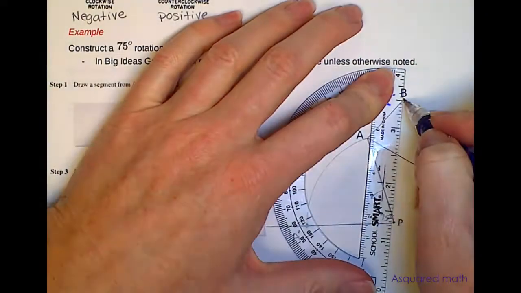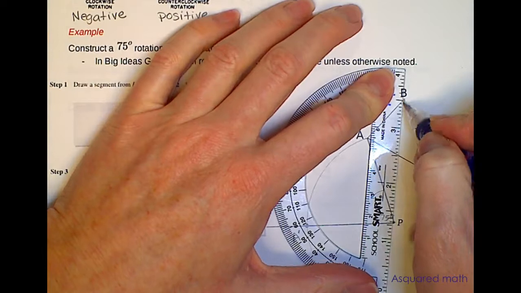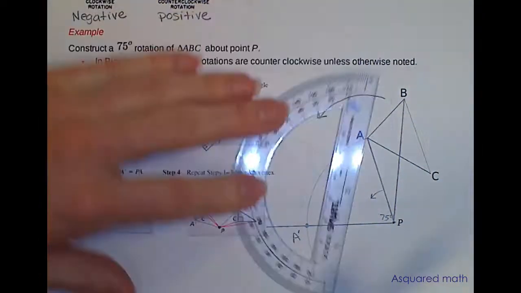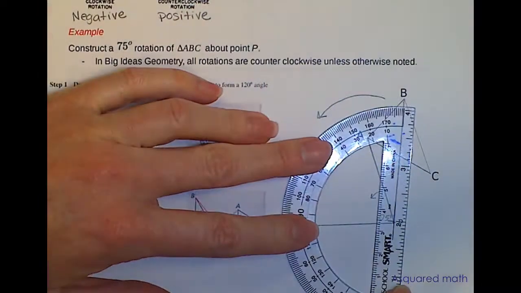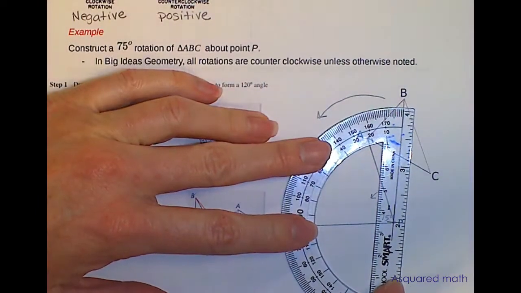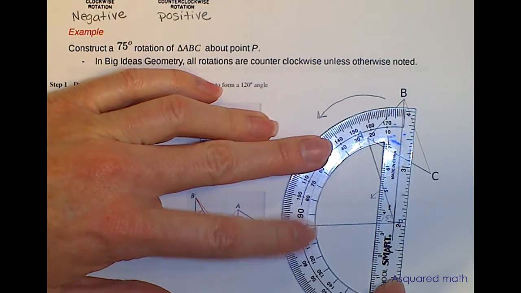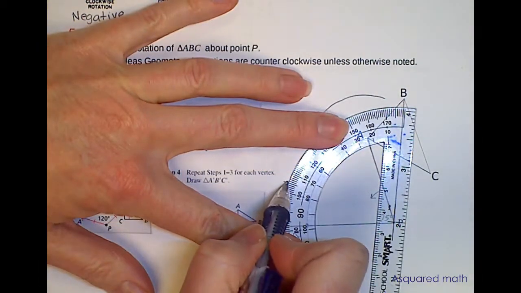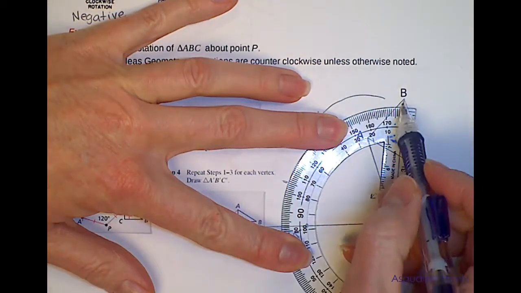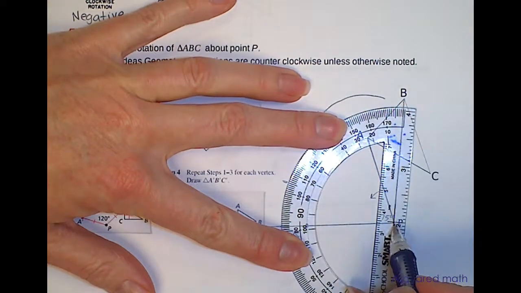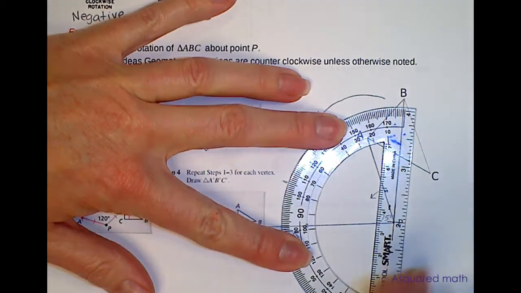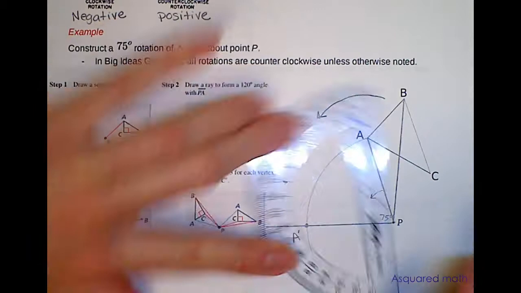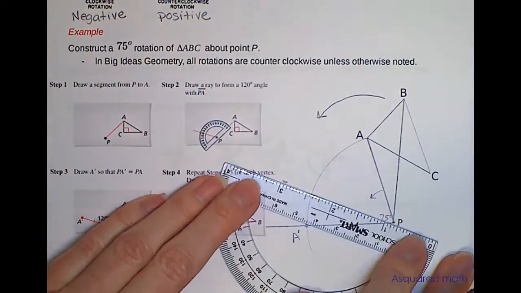I always draw one line from a vertex to the point at a time so that I don't get my lines all mixed up, because if you have a shape that has quite a few vertices on it, it's easy to mix up which line you're working with. So again, I drew a line from point B to point P, lined up my compass on my 0, and then I'm measuring to 75 degrees, drawing that line.